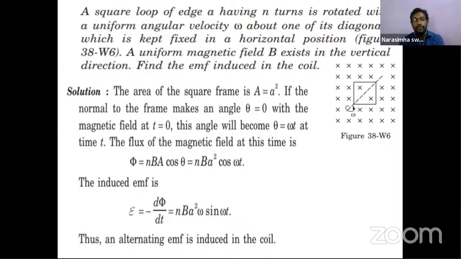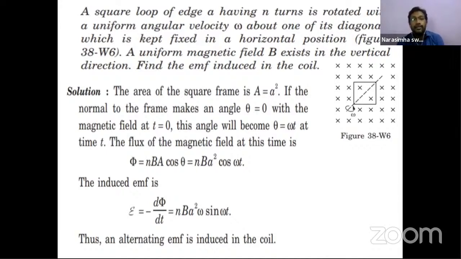The flux of the magnetic field at this time is needed. The expression for induced EMF is minus d phi by dt. So first of all, we should know what phi, the flux, is. The formula is phi equals n B A cos theta, where n is the number of loops, B is the magnetic field, A is the area of the loop, and theta is the angle made with the magnetic field. Let us substitute the values here.